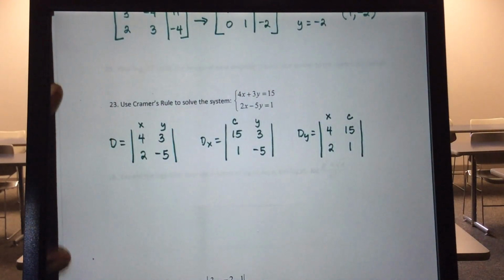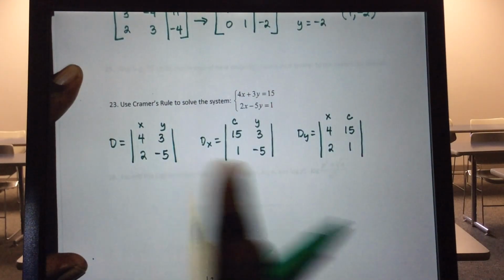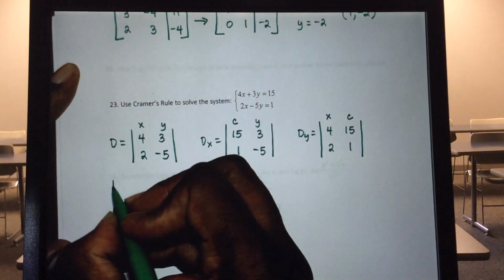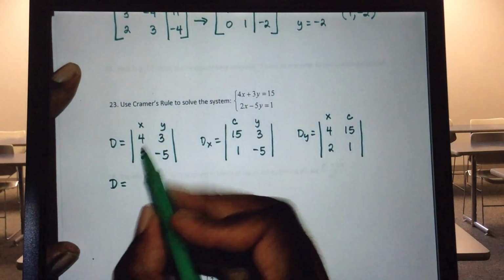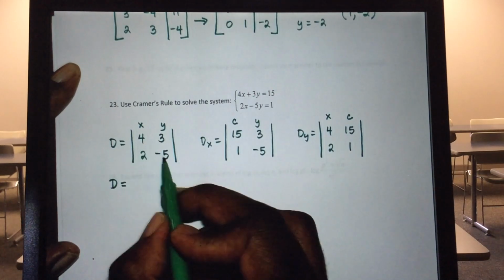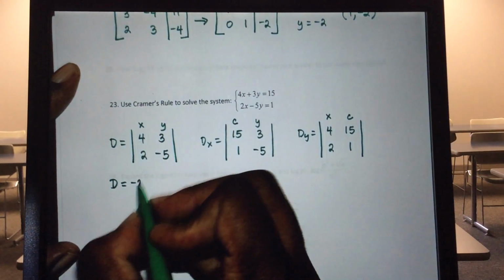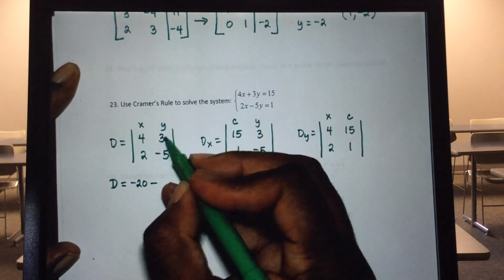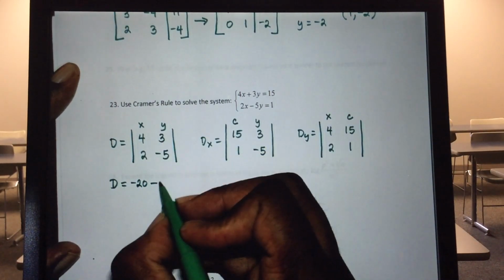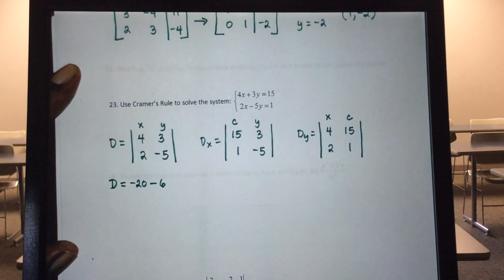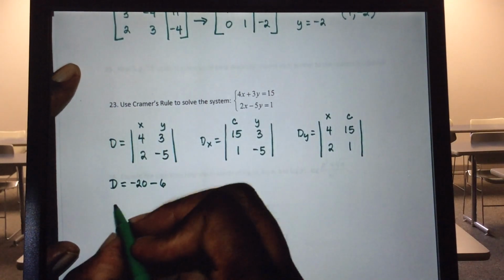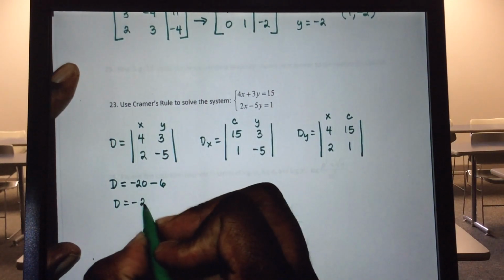And now we're going to find the determinants for all 3 of them, starting with D. If I do this diagonal first, take its product, 4 times negative 5, I'm going to get negative 20, minus the product of this diagonal, 2 times 3, that'll be 6. And then negative 20 minus 6 will be negative 26.